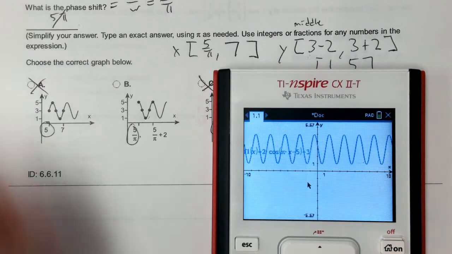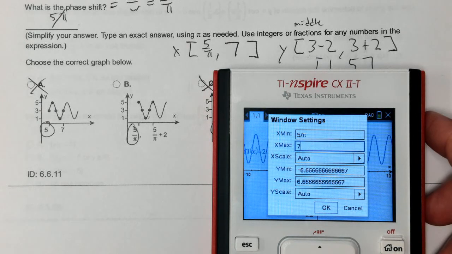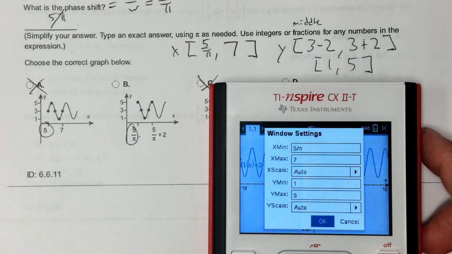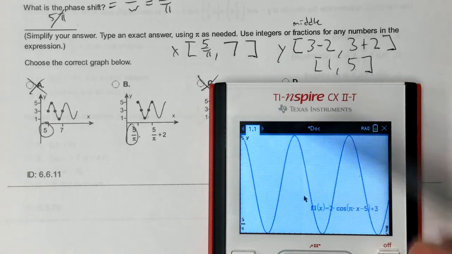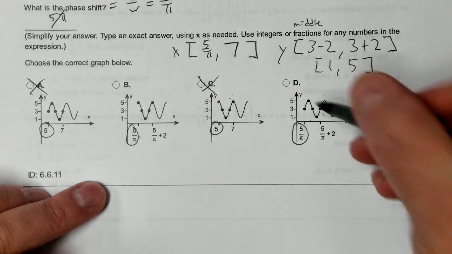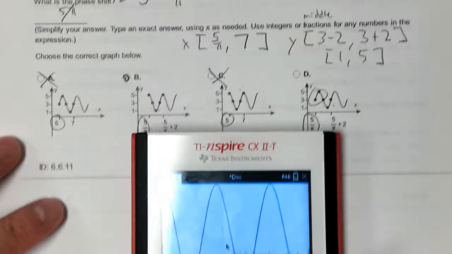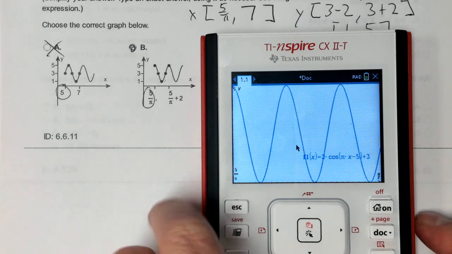Okay, so now let's graph, in our settings, 5 over pi with 7, and 1 comma 5. Okay, so at 5 over pi, it's starting to go down like this one. And this one was up. So it's B. Any questions? Okay.